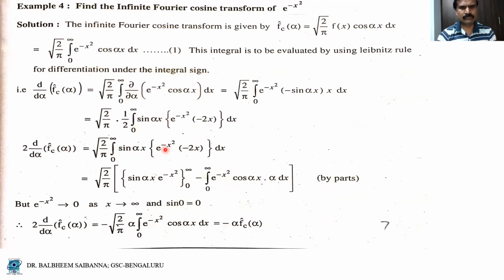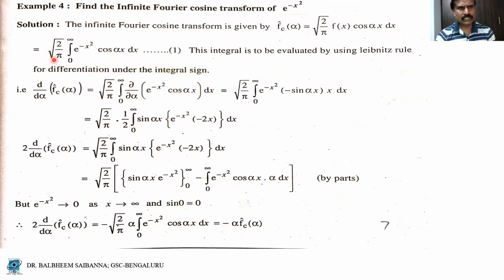Let us go to one more problem. Find the infinite Fourier cosine transform of e to the power of minus x square. The infinite Fourier cosine transform is given by Fc cap alpha is equal to square root of 2 by pi integral f of x cos alpha x dx.